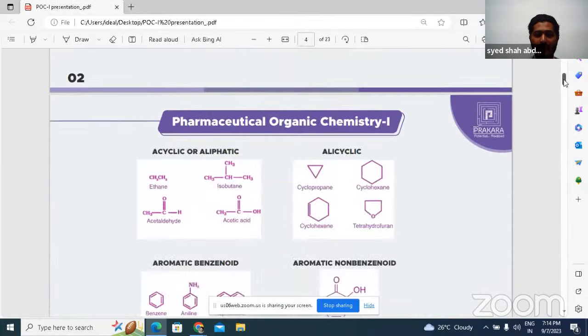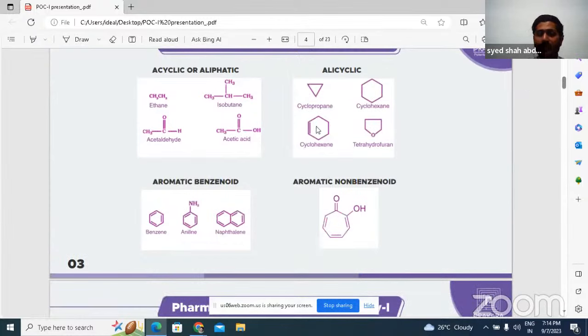So let us take a few example structures which will help you to understand the difference. Here you can see acyclic or aliphatic compounds. This is ethane, CH3CH3, a straight chain aliphatic compound, and this is a branched one, isobutane, which is having a branch on it. Likewise, we have a few functional groups here: acetaldehyde, where the aldehyde is the moiety present, and acetic acid, which is a compound having 2 carbons.